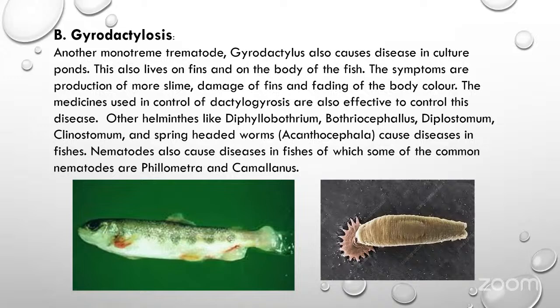Other helminthes like Diphyllobothrium, Bothriocephalus, Diplostomum, Clinostomum, and spiny-headed worms cause diseases in fishes. Nematodes also cause diseases in fishes, of which some of the common nematodes are Philometra and Camallanus. This is how the affected fish looks, and this is the causative organism.